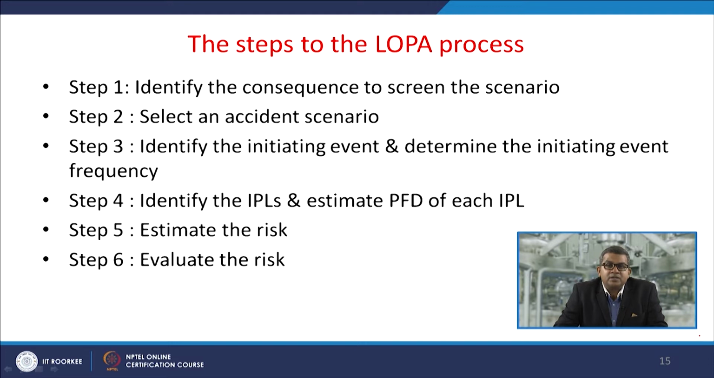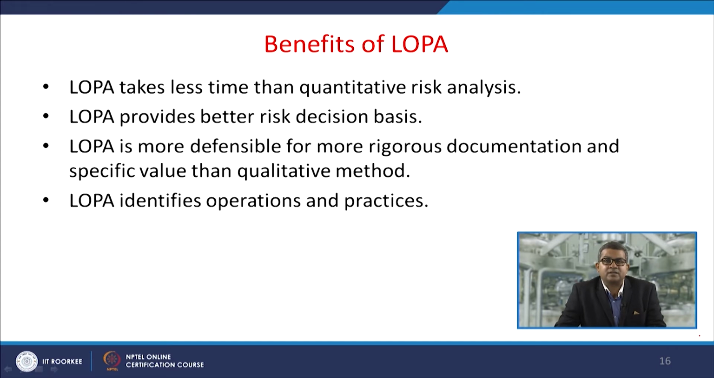Then the third step is to identify the initiating event and determine the initiating event frequency, so that you can properly design this particular process a priori. Then step four is that you need to identify the IPLs and estimate the PFD of each IPL, so that you can narrow down the process. Then step five is that you estimate the risk, and step six is that on the basis of your estimation, you evaluate the risk.